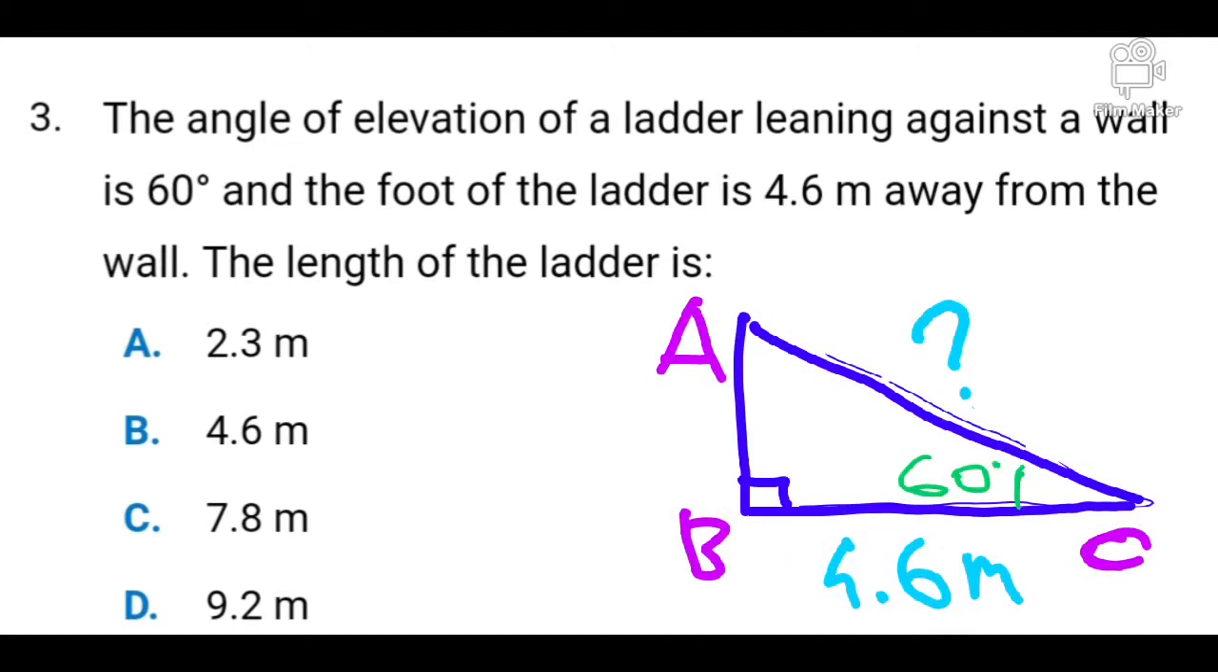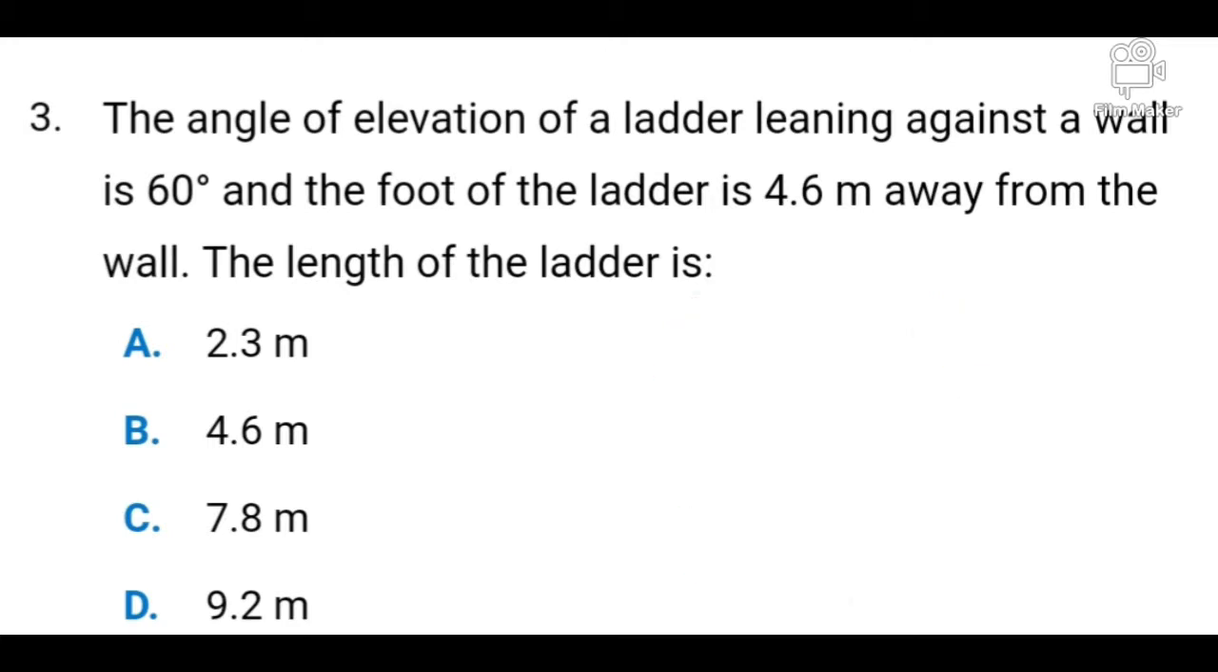So here we can see ABC is a triangle where AB is the wall and AC is the ladder tilted towards the wall with an angle of elevation of 60 degree. Given that BC is equal to 4.6 meter, we have to find the length of the ladder or AC.